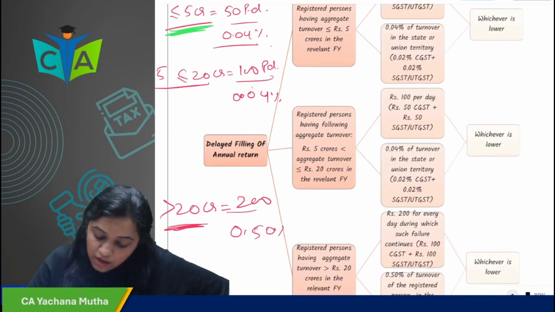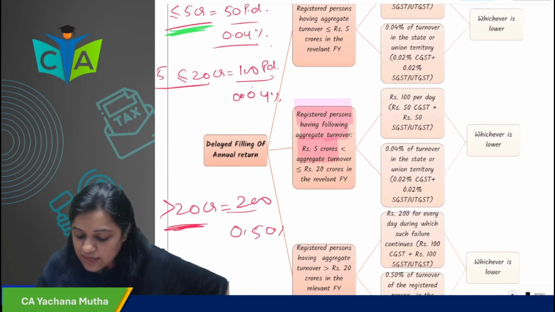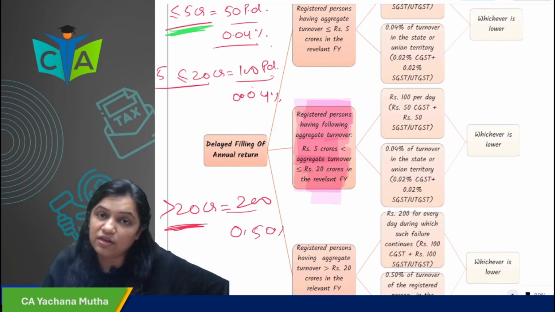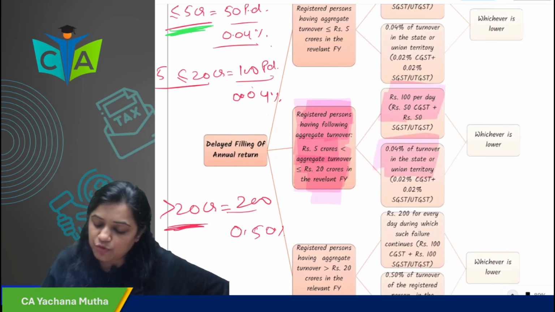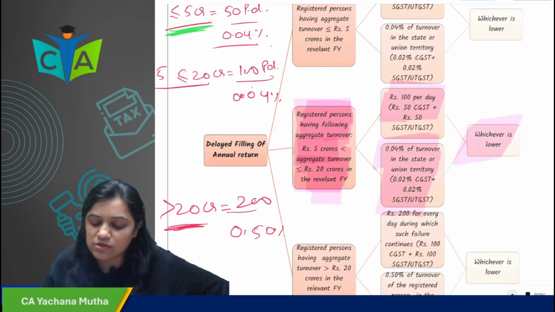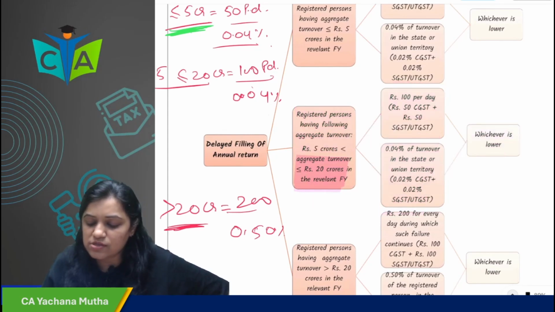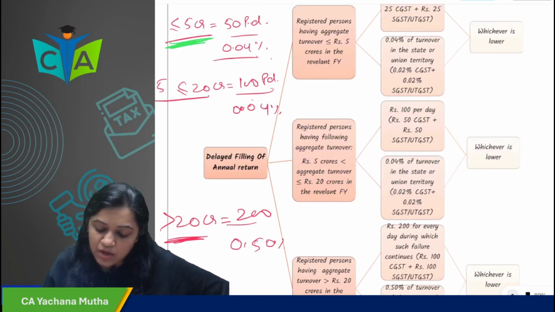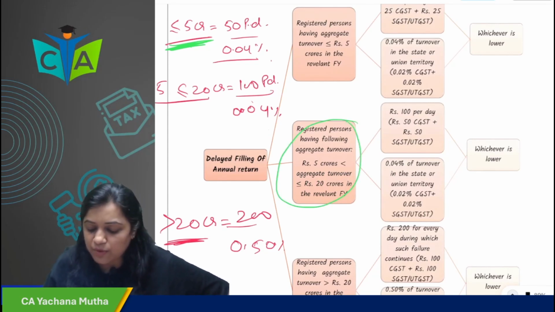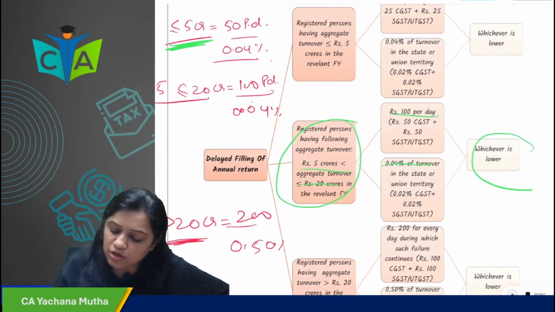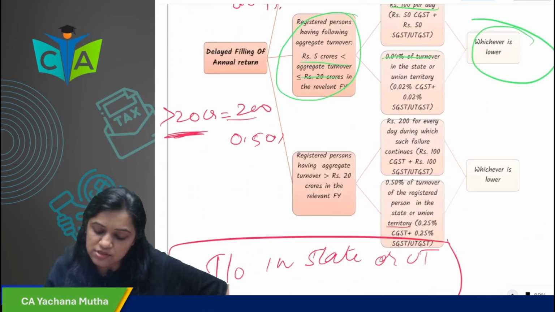Next, if you are a registered person having aggregate turnover greater than 5 crore but less than or equal to 20 crore, in that case 100 rupees per day or 0.04% of the turnover in the state or union territory, whichever is lower, is the late fees.